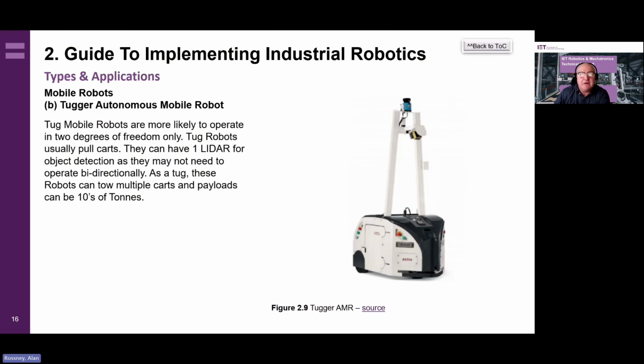Tugbots then are more likely to operate in 2 degrees of freedom only. Tugbots usually pull carts. They have 1 lidar out front for object detection, as they may not need to operate bidirectionally. As a tug, these robots can tow multiple carts and payloads and can carry tens of tons, so they might be useful, say, in steel manufacture where rolls of steel are being carried around.